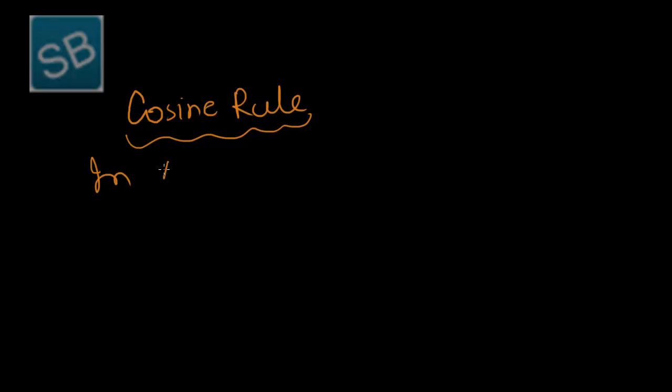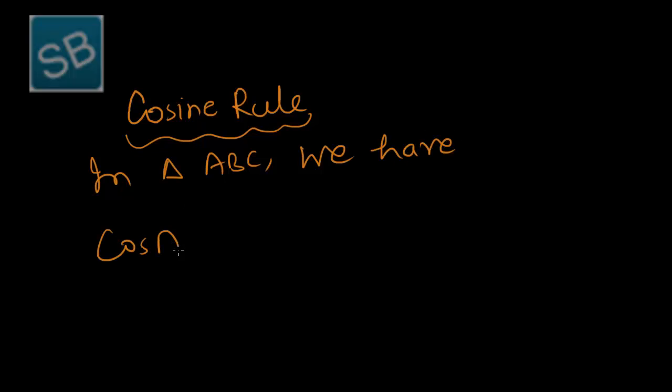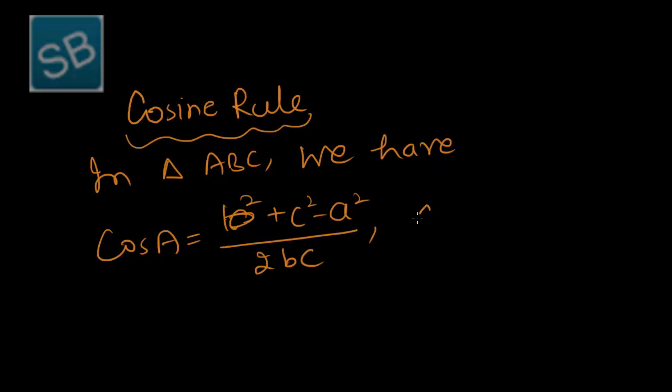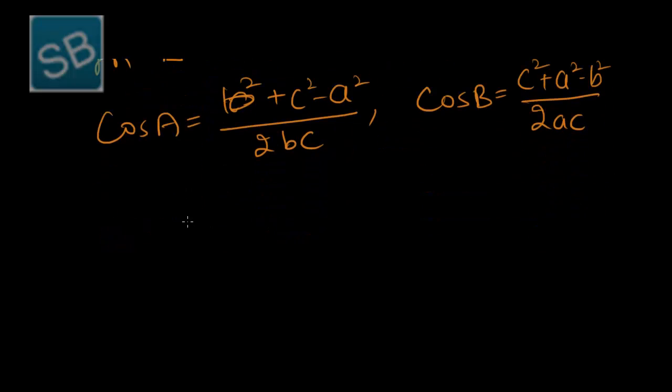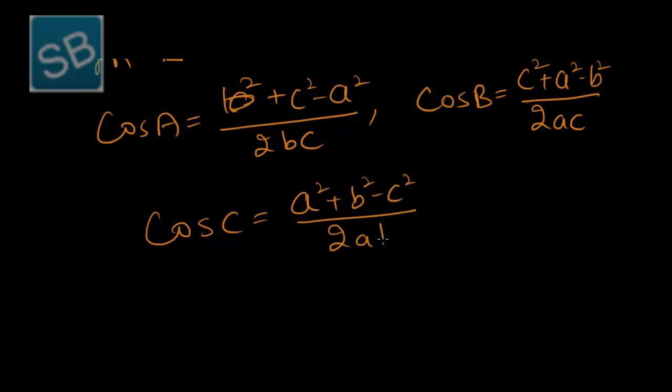That is, in triangle ABC, we have cos A is equal to (b² + c² − a²) over 2bc. Cos B is equal to (c² + a² − b²) over 2ac, and cos C is equal to (a² + b² − c²) over 2ab.